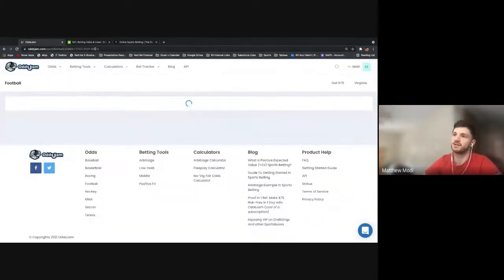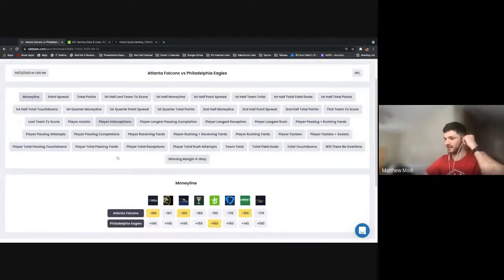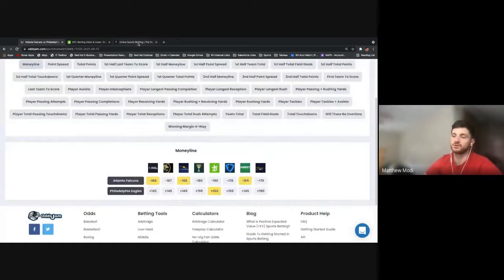Eagles, so plus 160. Okay, so DraftKings, I just looked. That gives you the best odds. So again, what you want to do is make sure this is a sharp bet. Is the plus 160, is that good odds? Let's see what Pinnacle has them at.